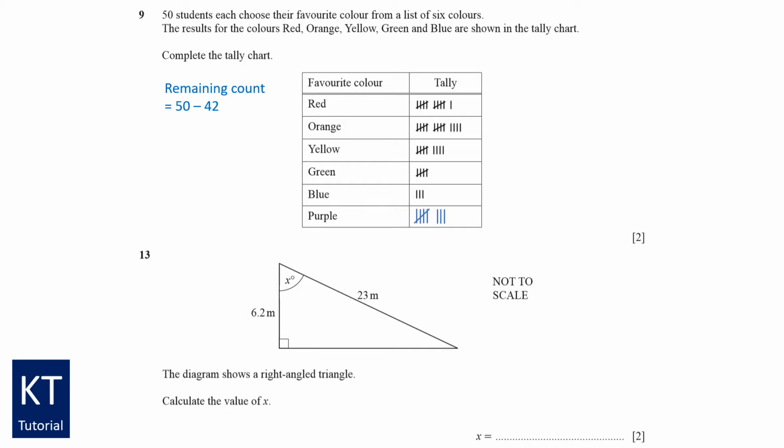Question 13. The diagram shows a right-angled triangle. Calculate the value of x. Knowing that cos x is equal to 6.2 divided by 23, we can derive x from here.